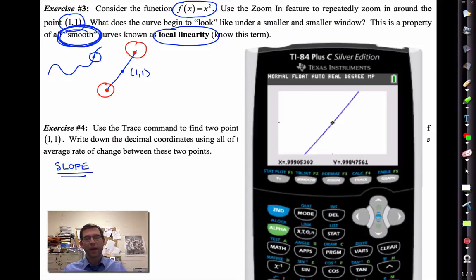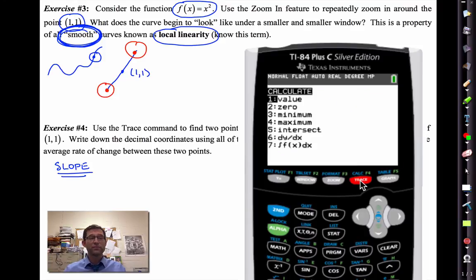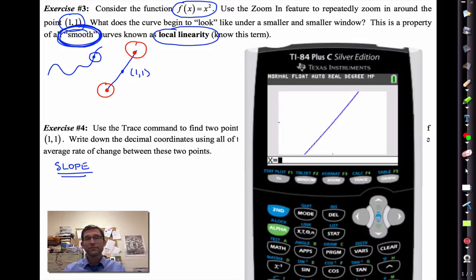So let me show you how I'm going to do this. I'm going to use that value command again. I'm going to go to value under calculate, choose value, and put in x equals 1, just to put the cursor at 1, 1. But now I'm going to use the trace command, right up here. I'm going to hit trace, and I'm just going to start going to the right.